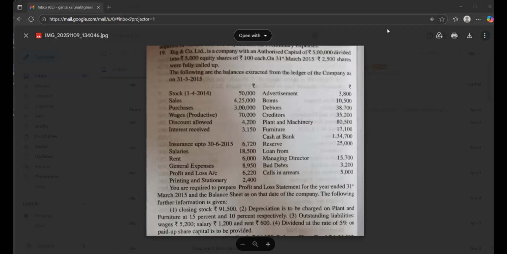Now we are going to do the balance sheet as well as the P&L account as per the Companies Act of 2013. The question goes like this. A company limited is a company with an authorized capital of 5 lakhs divided into 5,000 equity shares of 100 each. On 31st March 2015, 2,500 shares were fully called up. That means authorized capital was 5 lakhs, to be raised by issuing 5,000 equity shares, but as of now we have only called for 2,500 shares.